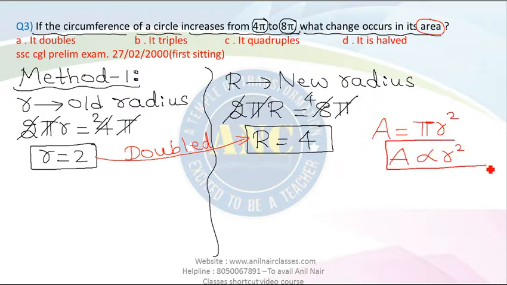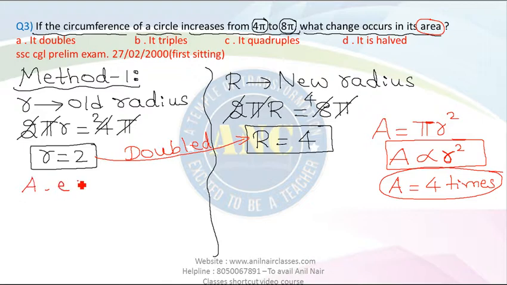That means if the radius is doubled, then area will be doubled square, or it is doubled into double. So it means if radius is doubled, area becomes 4 times, right? Area becomes 4 times. I hope you are understanding. That means answer for this question is nothing but, or if you want you can check it out, sir.